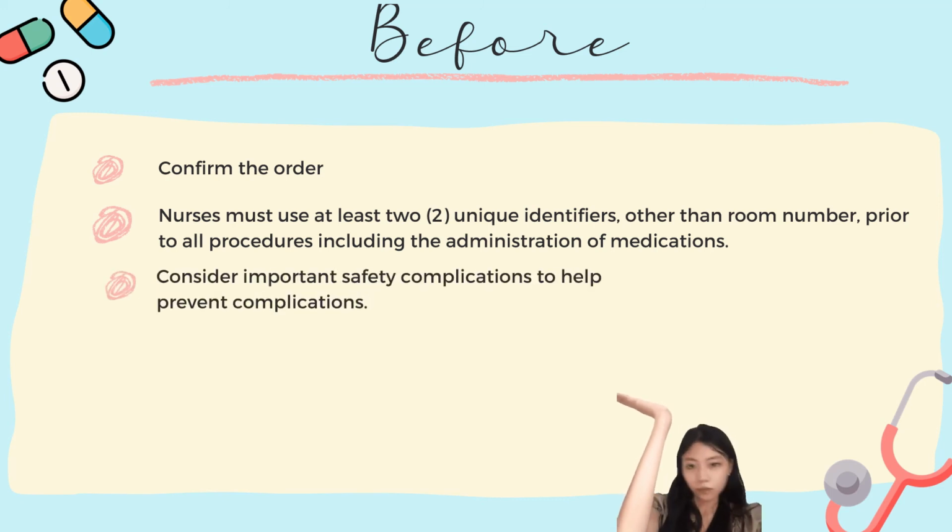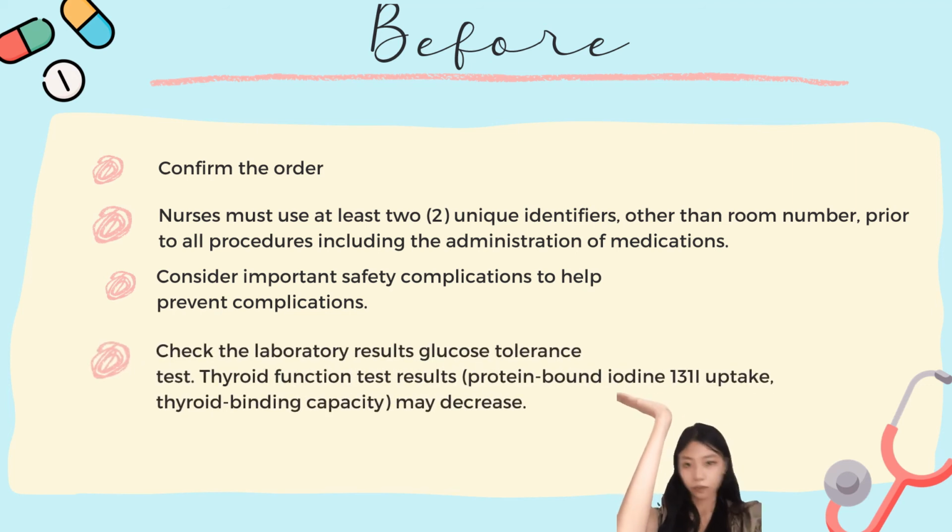Consider important safety measures to help prevent complications. Then, check the laboratory results: glucose tolerance test, thyroid function test results, or protein-bound iodine 131 uptake and thyroid binding capacity may decrease.